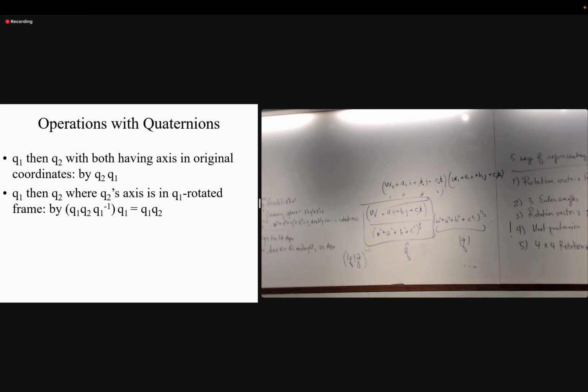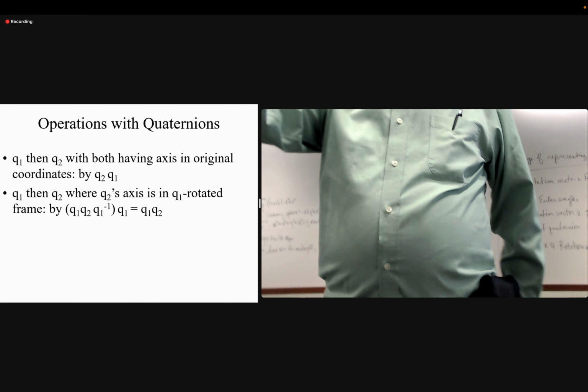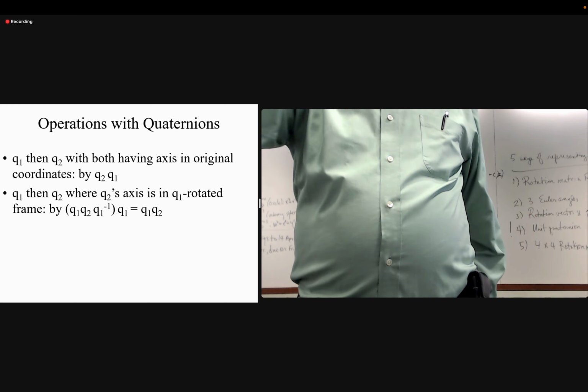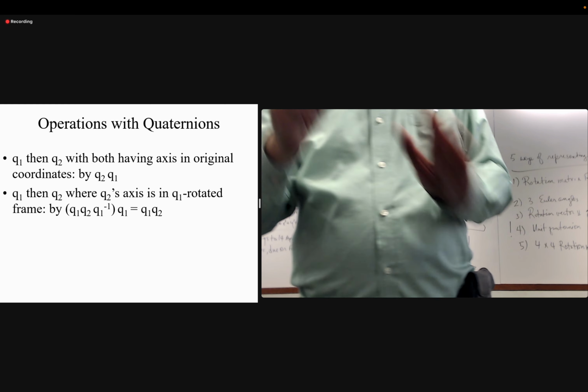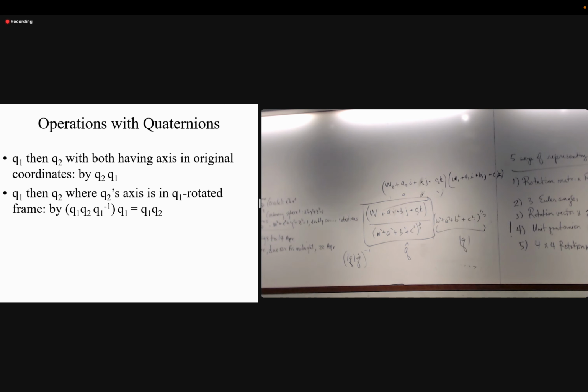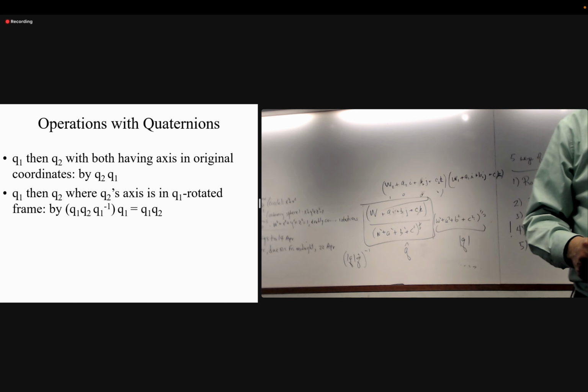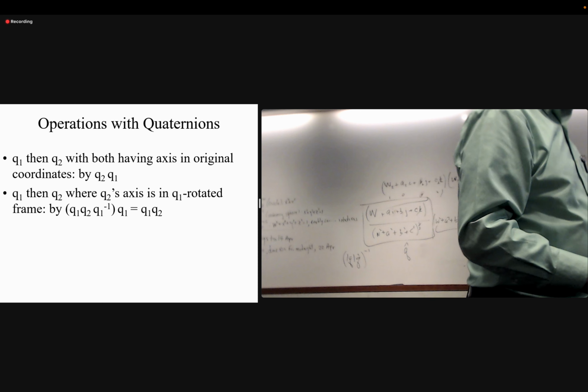So as long as you have the axis written in the original coordinates, so that Q2 and Q1 have the same coordinate system, the axis is the same in both coordinate systems. You can simply apply Q1 and then apply Q2 to a vector and you get the result.